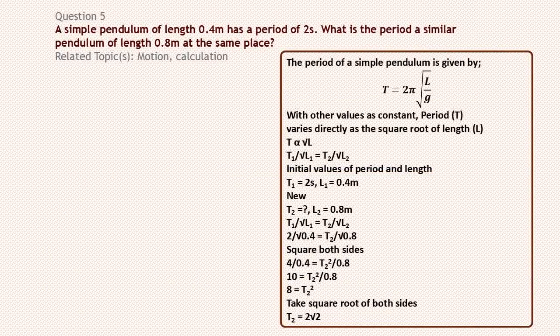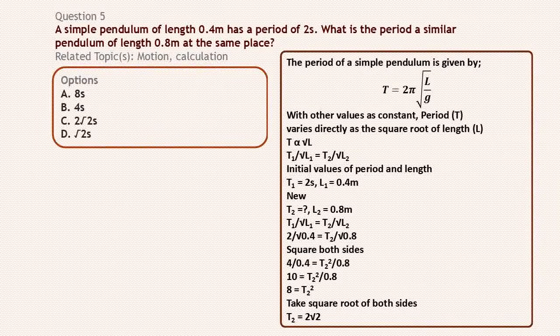Next question on motion: a simple pendulum of length 0.4 meter has a period of 2 seconds. What is the period of a similar pendulum of length 0.8 meter at the same place?